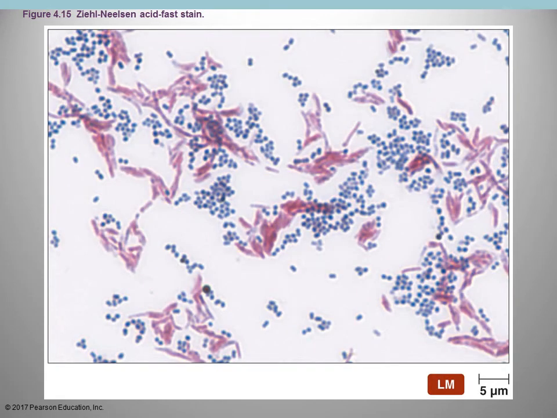There are some bacteria that have an extra kind of waxy layer to them. Mycobacterium is an example, which causes tuberculosis. For those, they don't take up the Gram stain very well, and so what you have to do is what we call an acid-fast stain. You'll notice that some things will look red, and this is also a differential stain. The other cells will look dark blue.